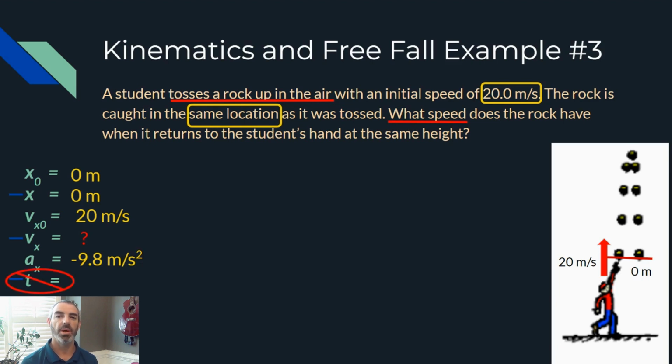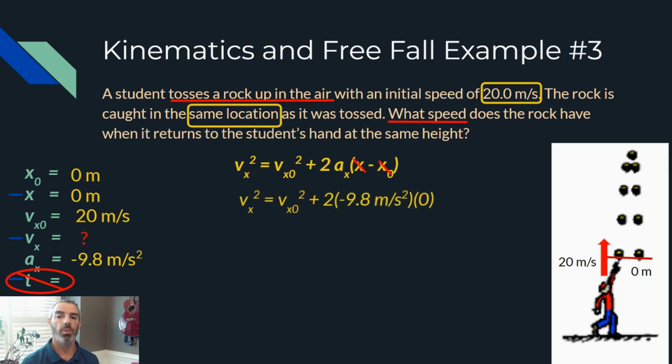Not knowing time means that we're going to use the third kinematic equation again, Vx squared equation. Crossing out everything that we know that is 0, which is the initial and final positions, plugging numbers in leaves us with this equation. Well, we know that anything times 0 is 0, so that's going to give us Vx squared is equal to Vx naught squared. And then taking the square root of both sides, we get Vx is equal to Vx naught. So the final speed is going to equal the initial speed. So the final speed is 20 meters per second.